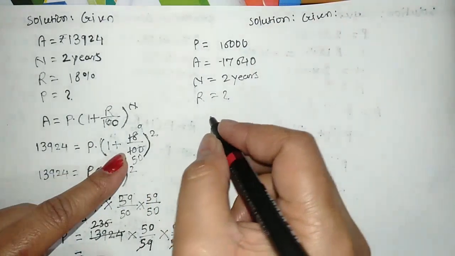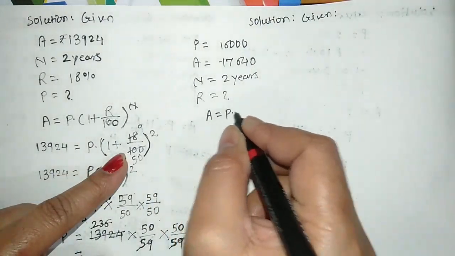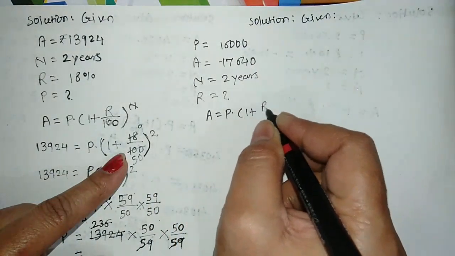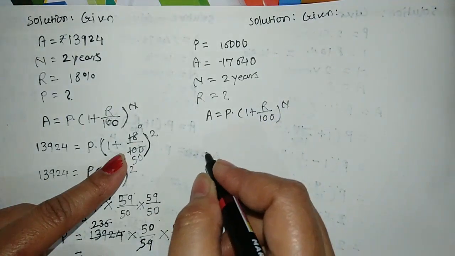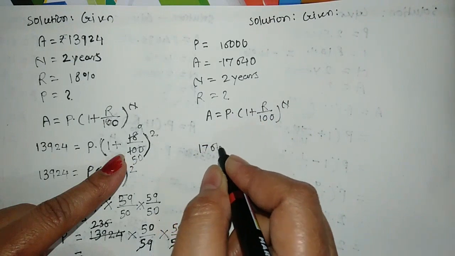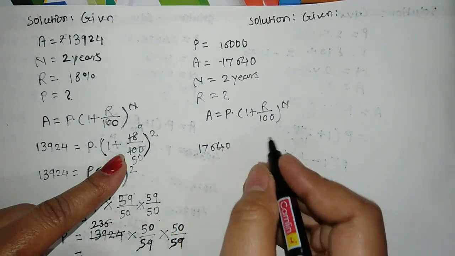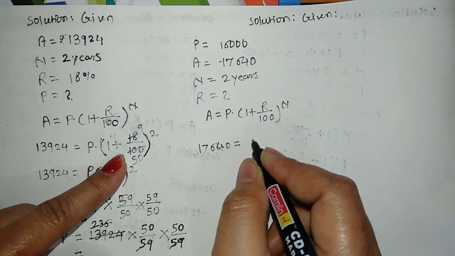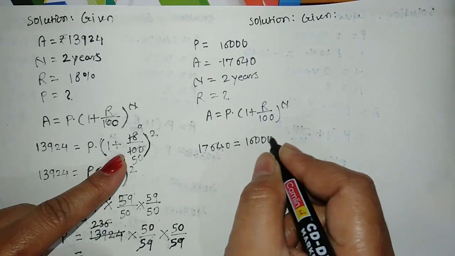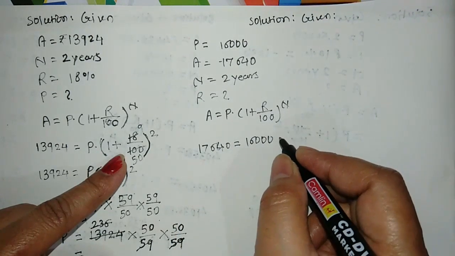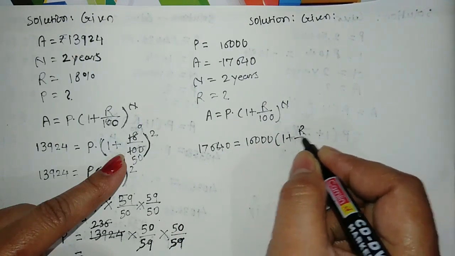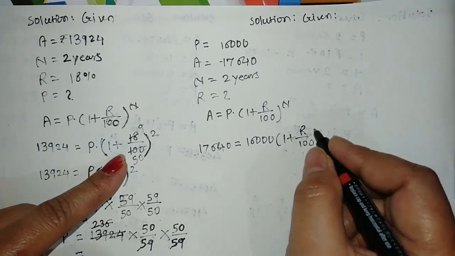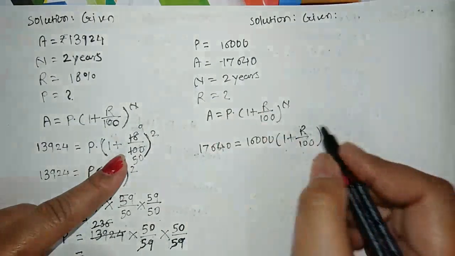So write down the formula here. A is equal to P into 1 plus R upon 100 raised to N. Put up the values. 17,640 equal to 16,000 into 1 plus R as it is upon 100 raised to 2.